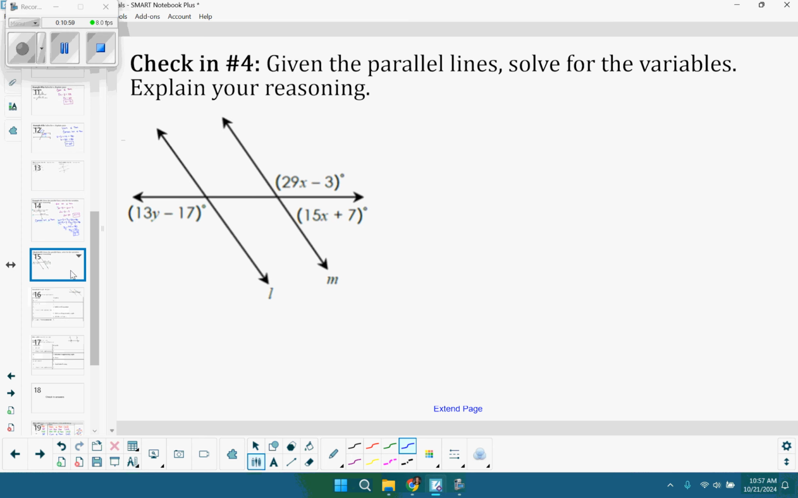So here's one for you to try. Pause it if you'd like. The answer is posted online.